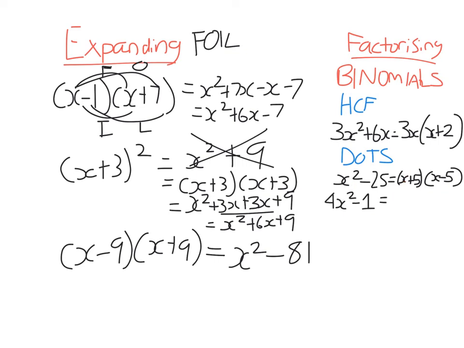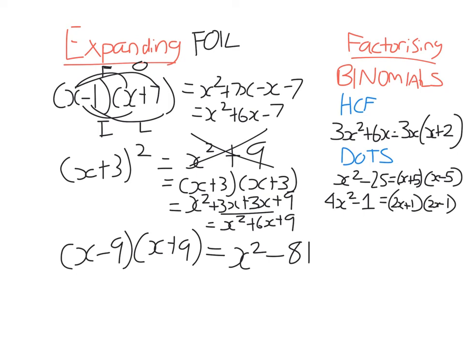So this example here is also difference of two squares. 4x squared is a perfect square, so is 1, and we're minusing them. So we're going to do the same thing. We're going to square root the first, so that's actually 2x, square root the second, which is 1, and then one of them gets a plus, one gets a minus, and we're done.